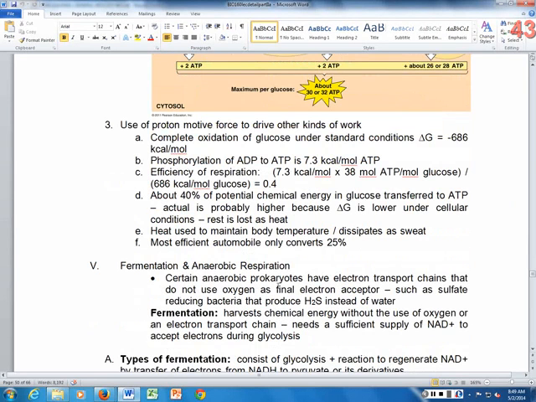So when you look at the complete oxidation of glucose under standard conditions, it has a negative 686 delta G. When you phosphorylate ADP to make ATP, what you're going to get is 7.3 kilocalories per mole of ATP. And then when you figure, okay, you've got 38 moles of ATP produced over 686 kilocalories per mole, you end up with about 40% of the potential chemical energy in glucose being transferred to ATP.